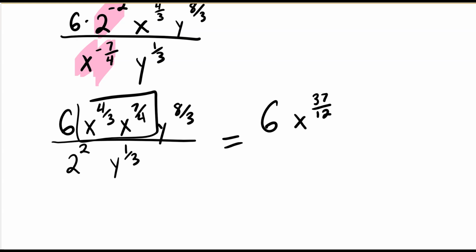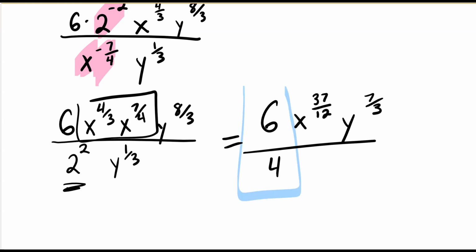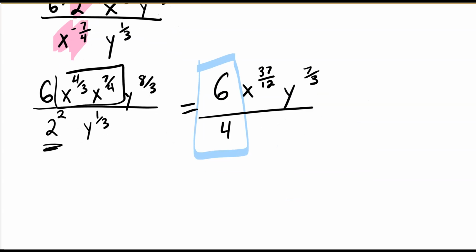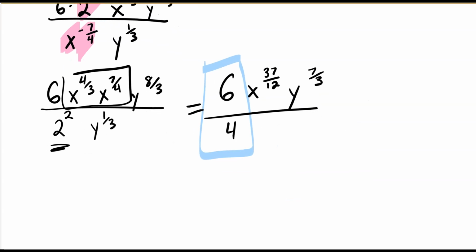And then if I do y to the 8 thirds divided by y to the 1 third, those do have a common denominator. So if I subtract those, 8 thirds minus 1 third is 7 thirds. And then 2 squared is all I have left with there, so that's just 4. Now, this is almost simplified completely. A lot of the times, once you move all of your numbers around, the ratio of your constants might reduce a little bit further, where in this case, I have 6 over 4, which I know reduces to 3 halves.